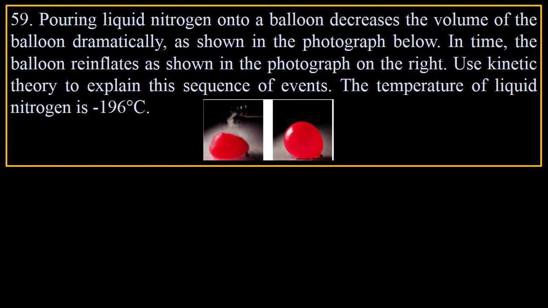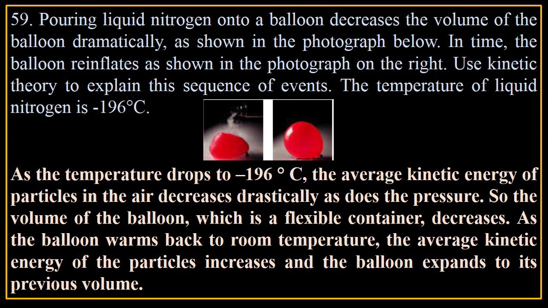Pouring liquid nitrogen onto a balloon decreases the volume of the balloon dramatically, as shown in the photograph below. In time, the balloon reinflates, as shown in the photograph on the right. Use kinetic theory to explain the sequence of events. The temperature of liquid nitrogen is about negative 196 degrees Celsius, which is pretty cold. Absolute zero is negative 273, so it's pretty close.